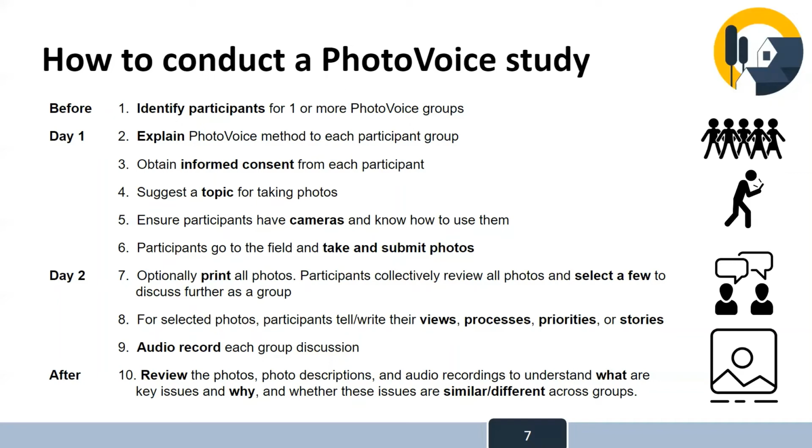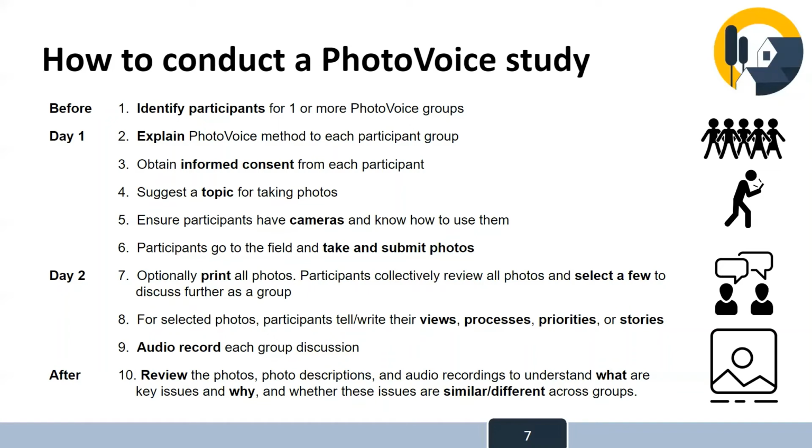participants to collectively review all of the photos and select a few for further discussion within their group. So this might be 10 to 20 photographs that they select. 10 or 15 is probably a good number to aim for. In the selected photos, participants will further discuss their views and the processes, priorities, or stories related to them. So they're basically going to tell you the meaning of these photographs and why they were selected.